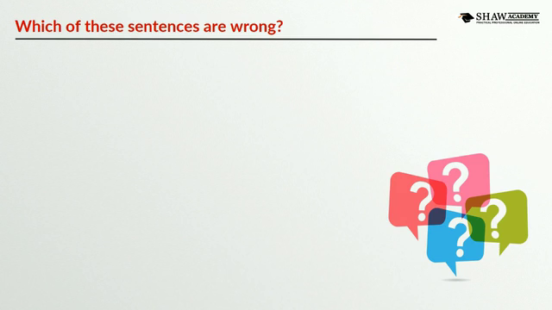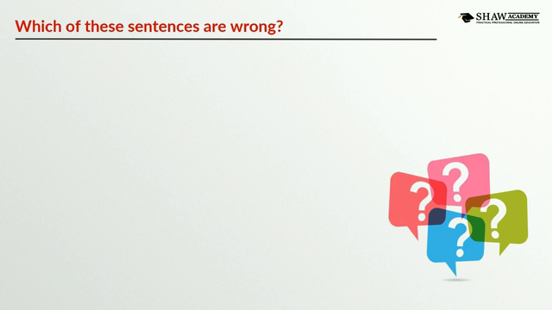Which of these sentences are wrong? Noah says, so they come anywhere. Exactly, Noah. Adverbs can be difficult to figure out exactly where they go. It depends on the type of adverb, the emphasis you are using, but remember, generally they go before the main verb, before the action verb in the sentence.